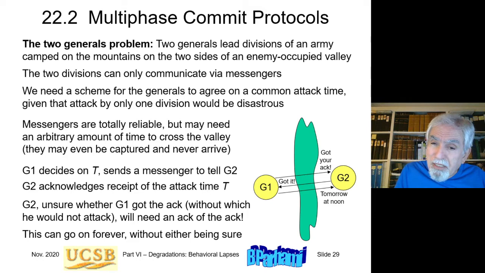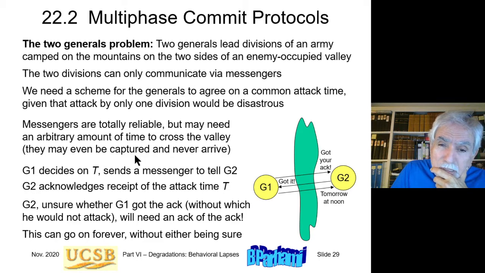No matter how many acknowledgements are sent back and forth, there is never complete certainty between the two generals that they are on the same page and that they will both attack tomorrow at noon. So this is called the two generals problem or the two generals dilemma.